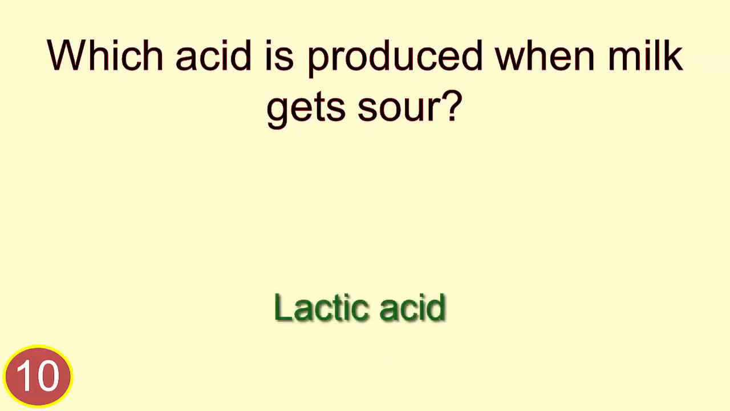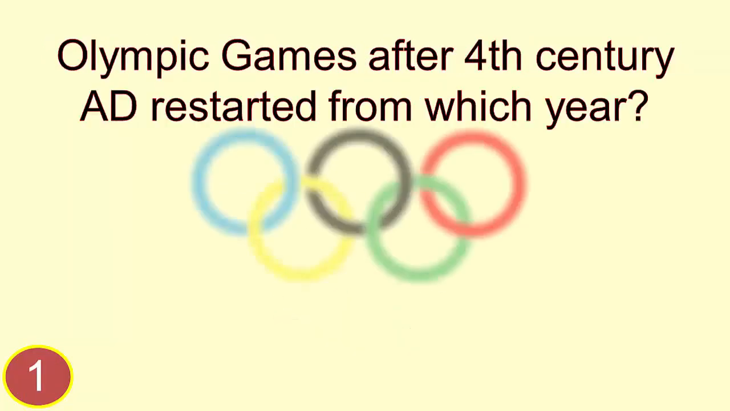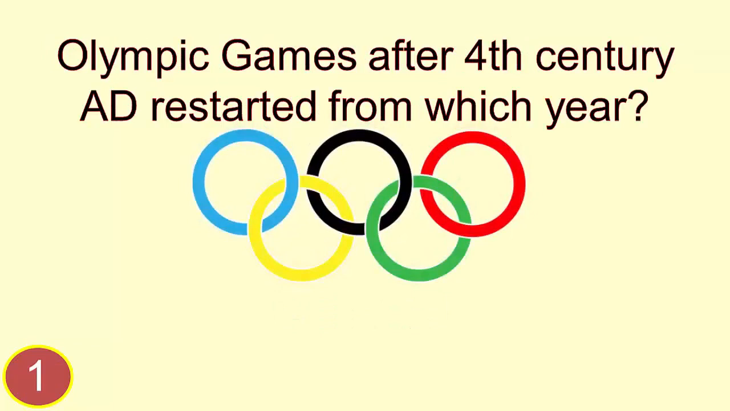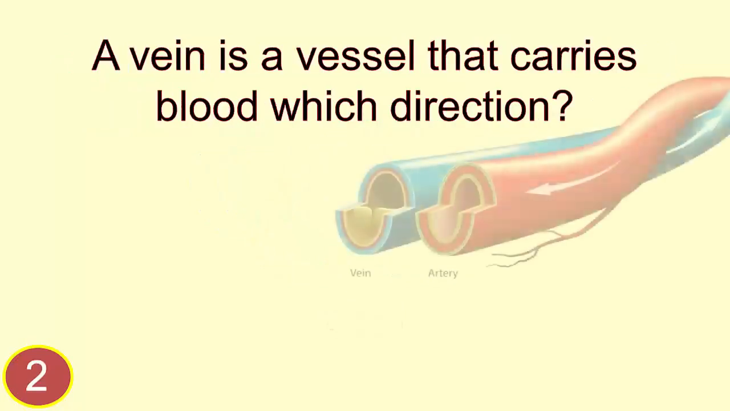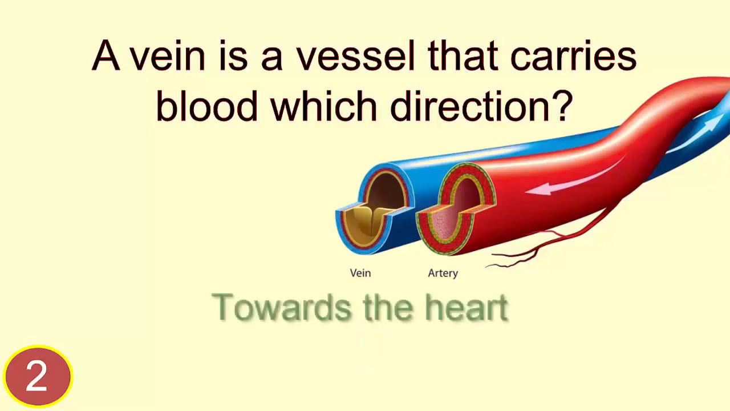Answer is lactic acid. Fermentation converts the lactose to lactic acid, which has a sour flavor. Olympic Games after 4th century AD restarted from which year? Answer is 1896. A vein is a vessel that carries blood in which direction? Answer is towards the heart.